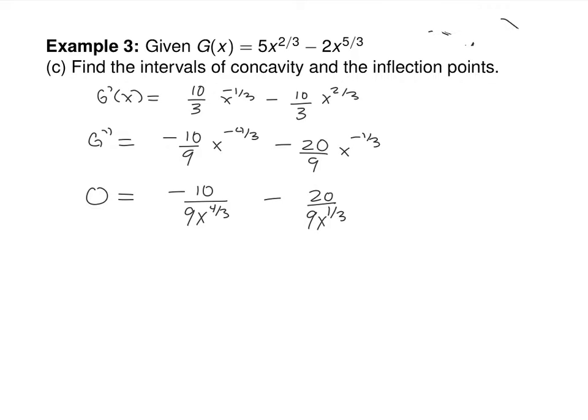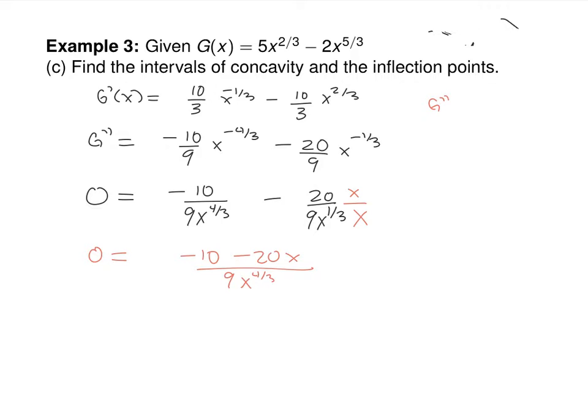I just like common denominators, so what can you multiply by? How can you make 1/3 into 4/3? How much do you have to add to 1/3? You add 1, right? Or x. If you multiply by x over x, 1/3 plus 3/3 is 4/3, isn't it? Okay. So you have 0 equals negative 10 minus 20x over 9x to the 4/3.